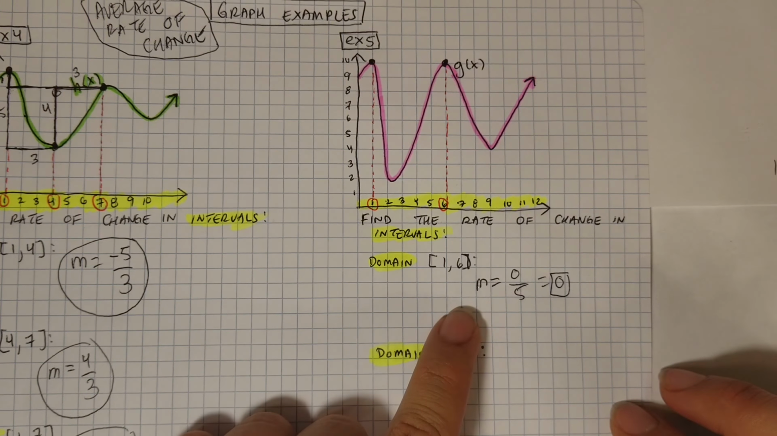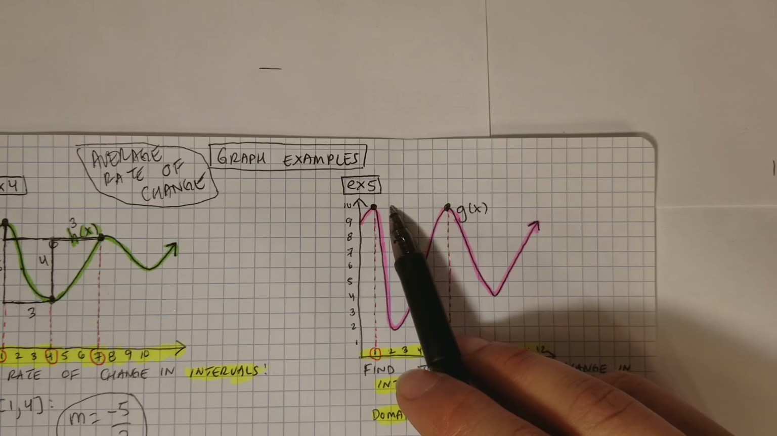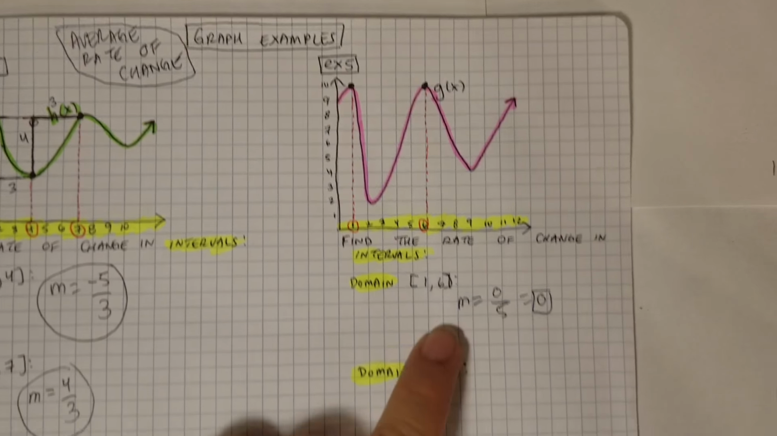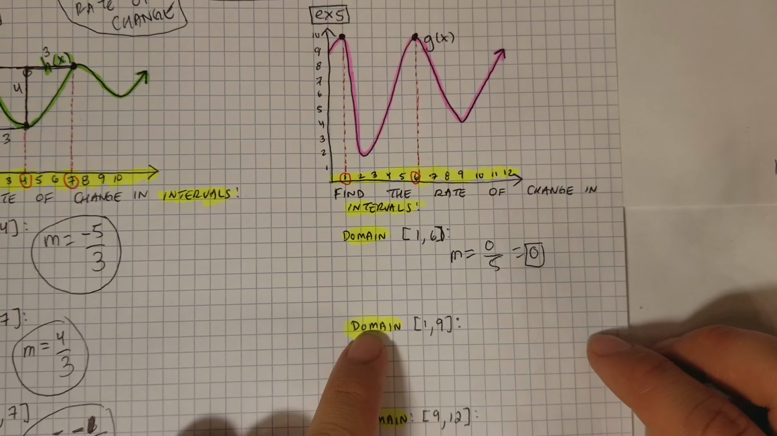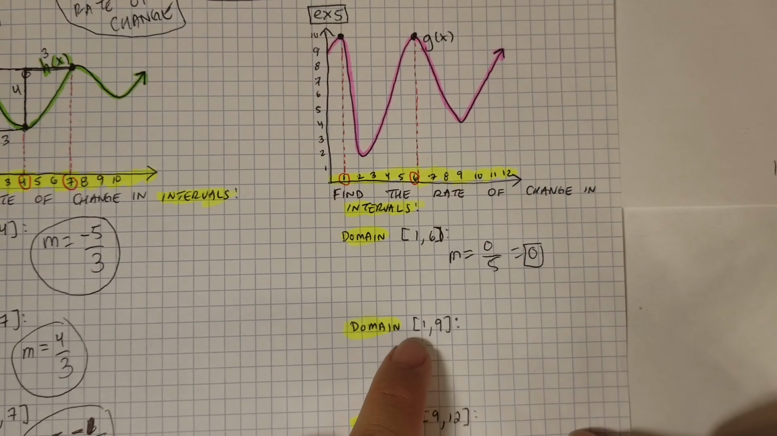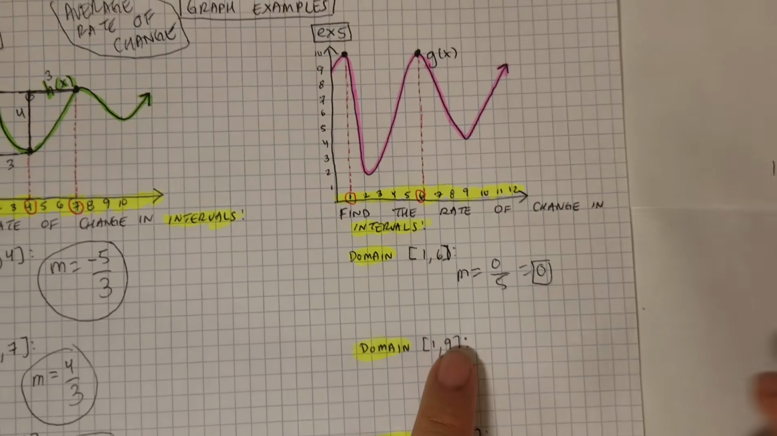So when it's basically flat like that, when you don't go up or down, the slope is going to be 0 because it's going to remain flat. Okay, so that would be an example of a 0 slope for the average rate of change. Let's do one from 1 to 9. So from x equals 1 to x equals 9.